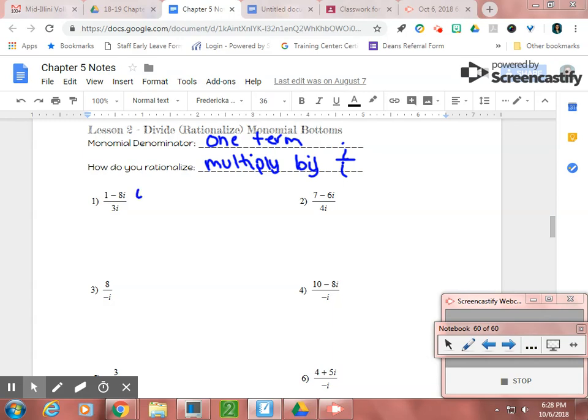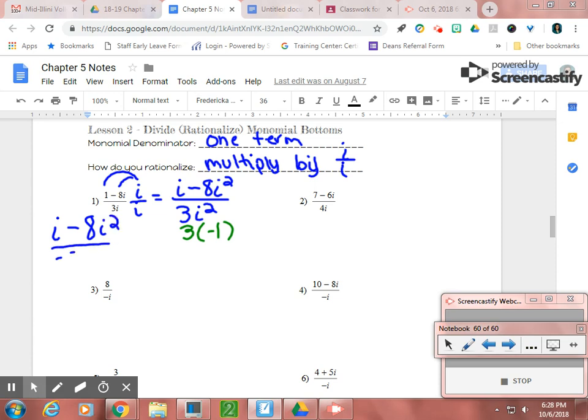So for example, I'm multiplying this by i over i. So the i has to go to both of these. So I get i minus 8i squared over 3i squared. Well, here's why this works. Because you know that 3i squared is really 3 times negative 1. So your denominator is becoming negative 3. So you have i minus 8i squared over negative 3. And then you also know that negative 8i squared is really times a negative 1. So it's i plus 8 over negative 3.